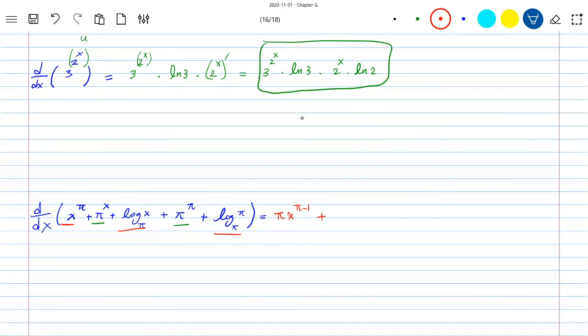So let's deal with the red ones first. Plus the derivative of log x base pi. Again, derivative of log x base pi would be 1 over x ln pi. That's it. There is no complication. Plus derivative of log pi base pi. So I'm doing these terms 1, 2, and 3 in order. The third derivative would be log pi base pi.